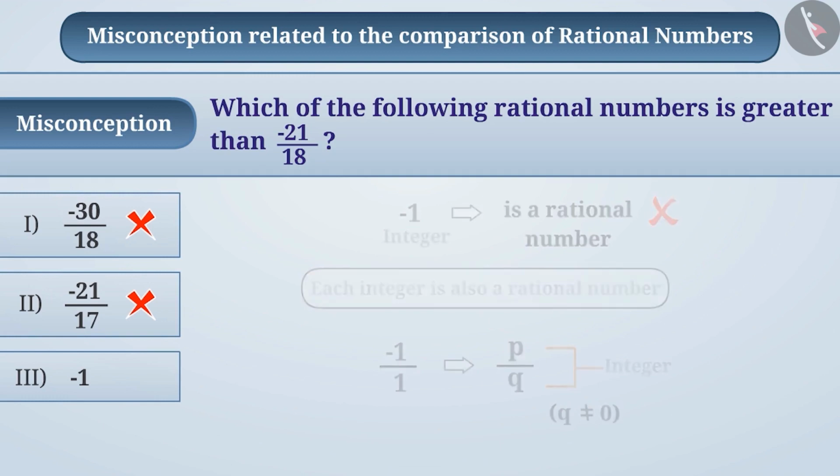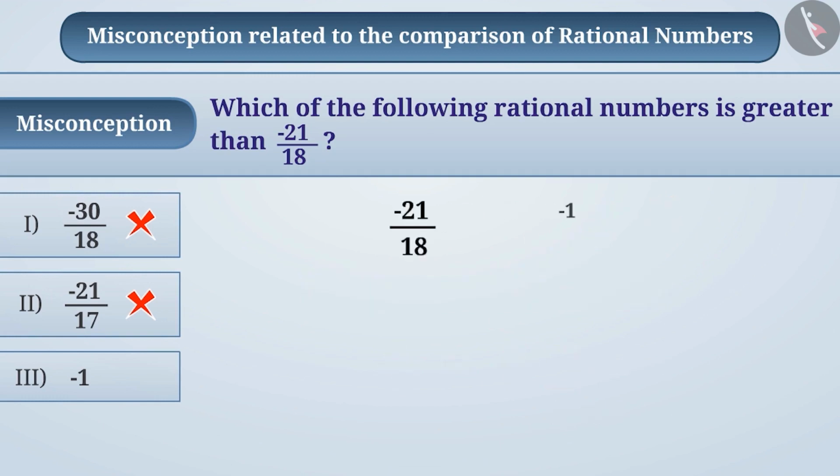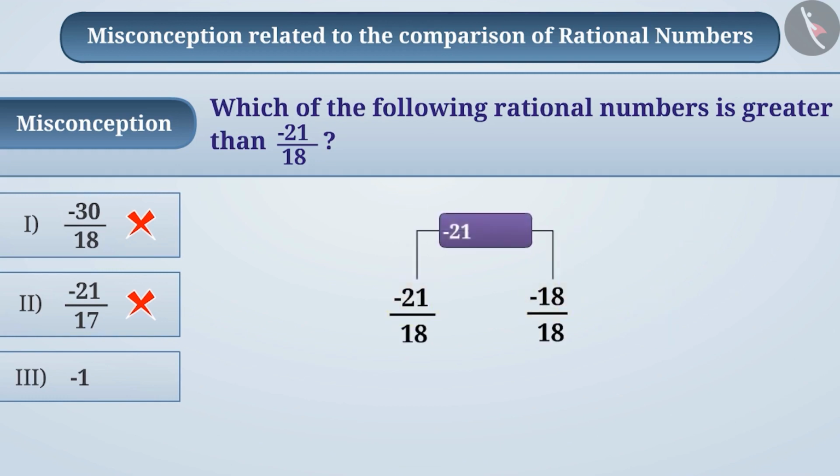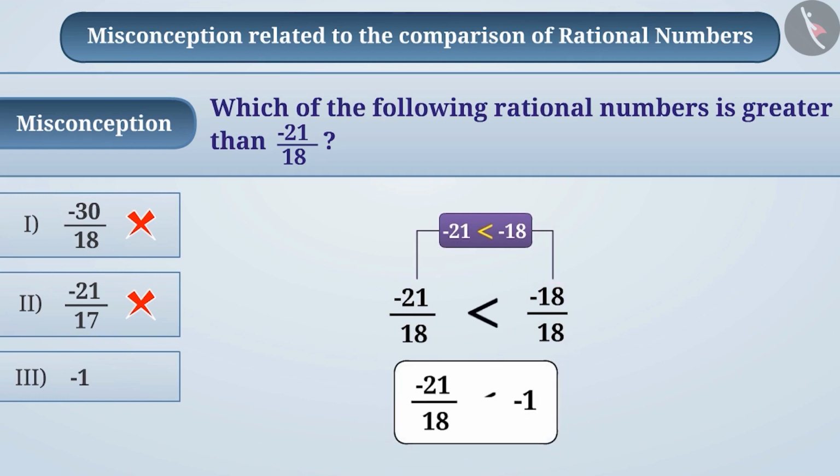Now let's compare the rational numbers minus 21 by 18 and minus 1 or minus 1 by 1. Here, if we multiply the numerator and the denominator of minus 1 by 18, then we get an equivalent rational number of minus 1 by 1 as minus 18 by 18. Because the denominators are the same, we compare the numerators. Since minus 21 is less than minus 18, therefore, minus 21 by 18 is less than minus 18 by 18, which means minus 21 by 18 is less than minus 1.